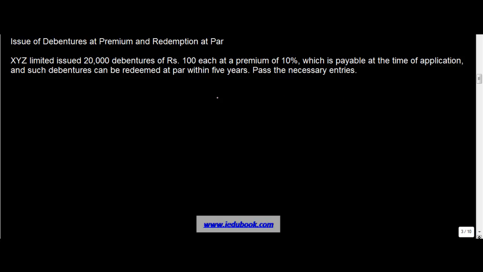Okay. Let's see what are the accounting entries which are passed if you issue the debentures at a premium and you redeem them at par. XYZ Limited issued 20,000 debentures of 100 each at a premium of 10%. Again, the standard practice. What is the face value? The face value is 100, right?